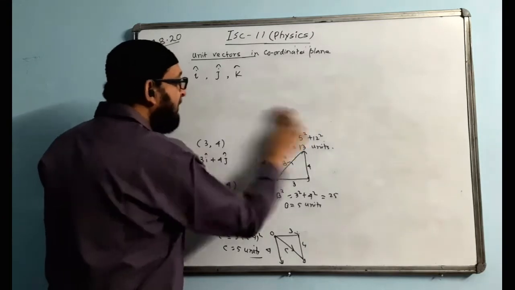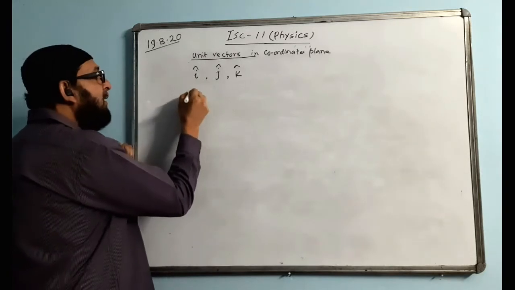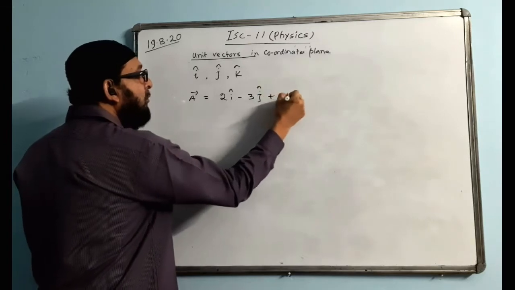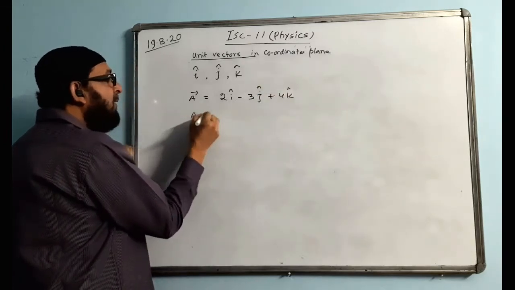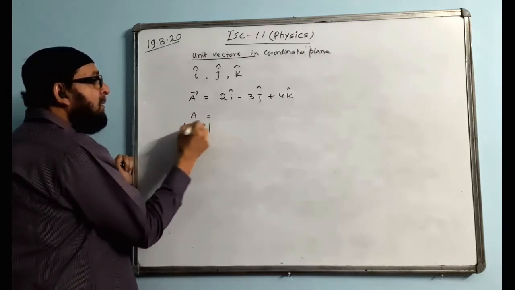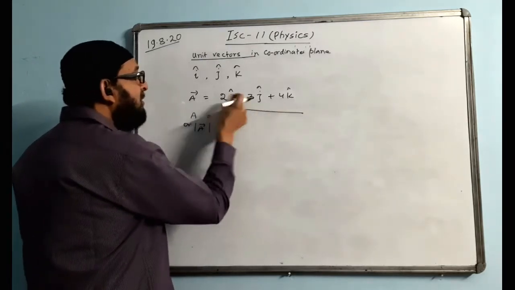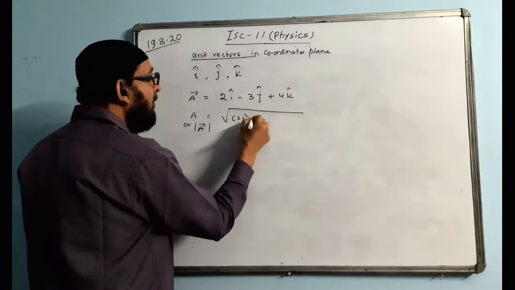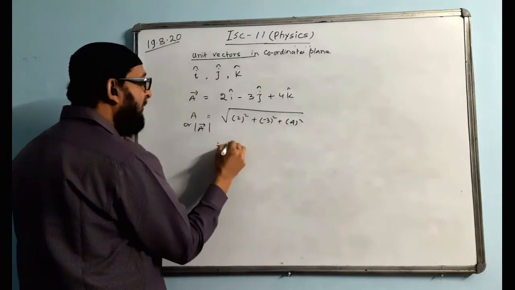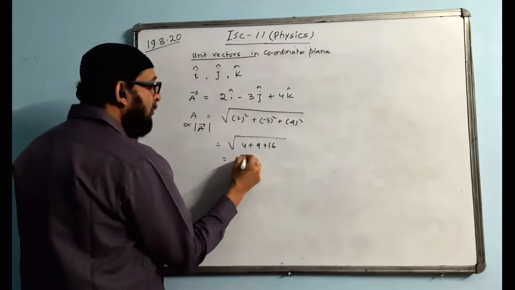Now, for the sake of simplicity and simple problems, we can do it like this. Suppose vector A is given as 2i minus 3j plus 4k. How to find the magnitude of vector A? We do it directly like this: root of this square, this square, this square. 2 square plus minus 3 square plus 4 square. 2 square will come 4, this is coming 9, this is coming 16. Root 29 is the answer coming.